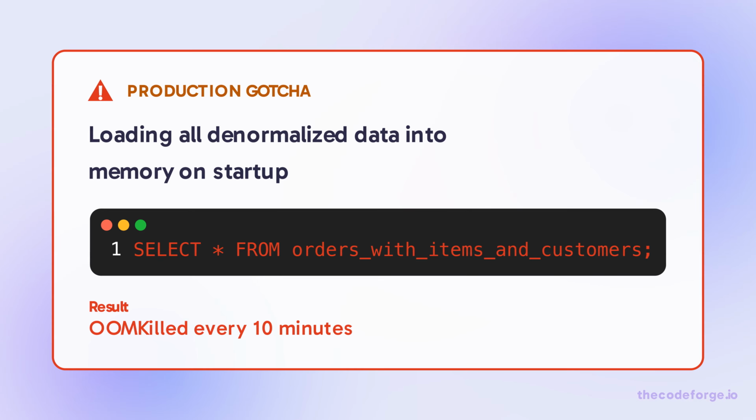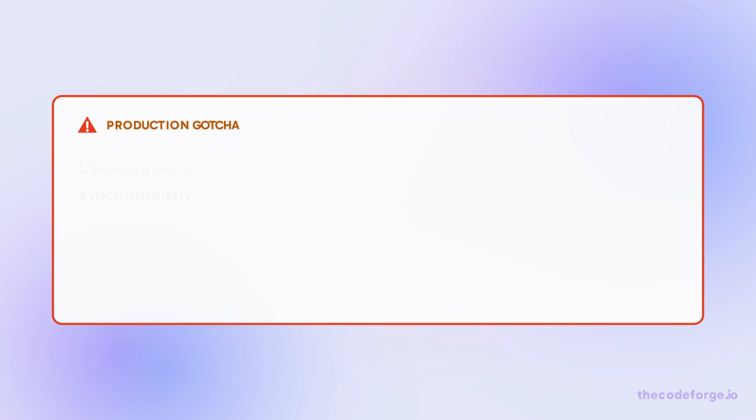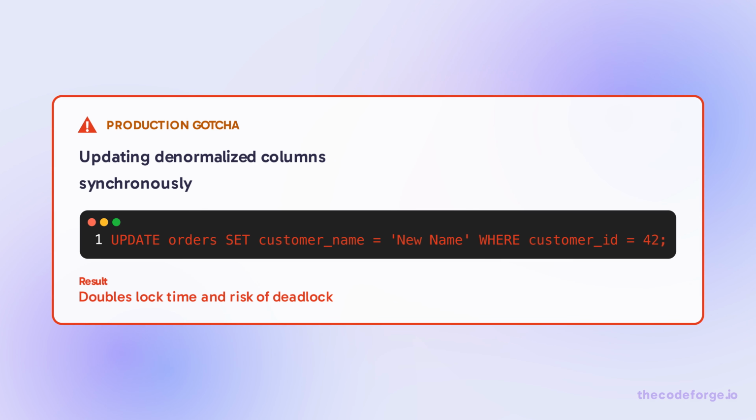Loading all denormalized data into memory on startup is a common mistake. Without a retention policy, the data grows until it consumes all available memory. Always limit the data loaded to a recent time window or a reasonable count. Do not update denormalized columns synchronously in the same transaction as the source update. This doubles your lock time and risk of deadlock. Always use async propagation like a queue or CDC.